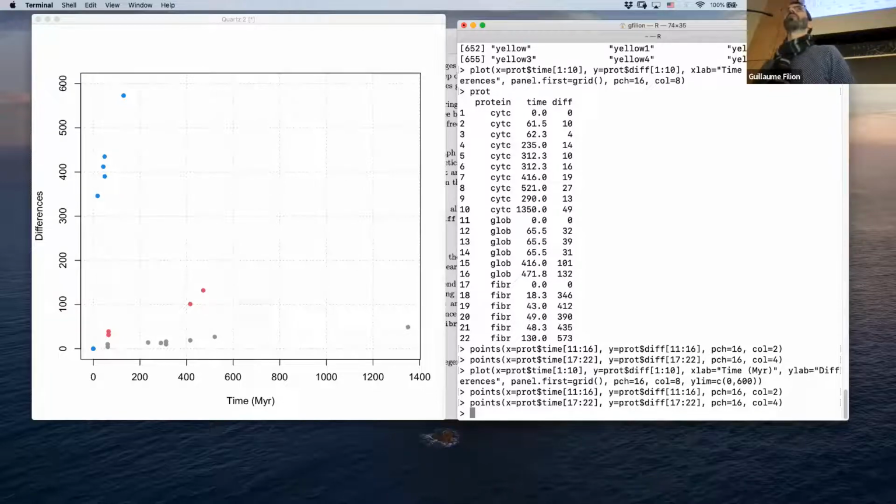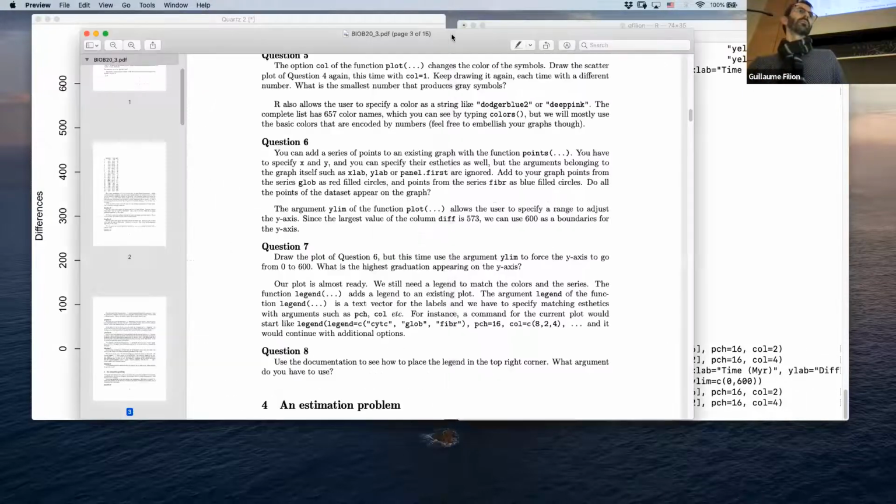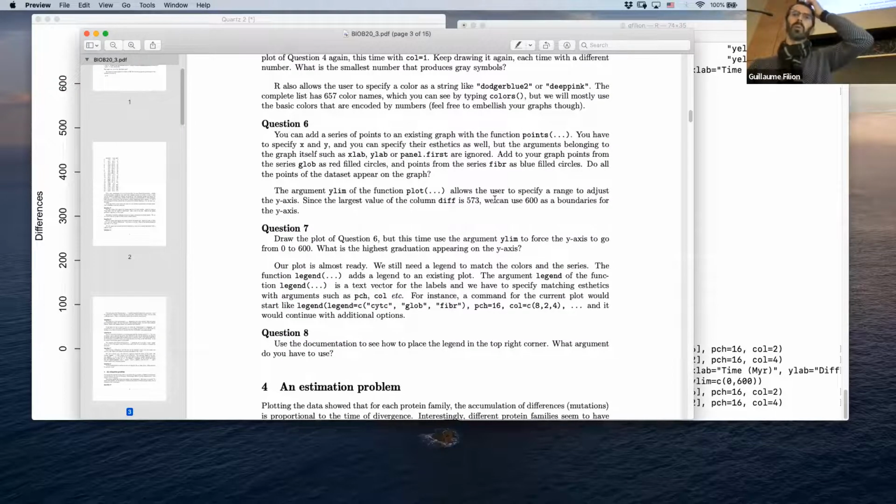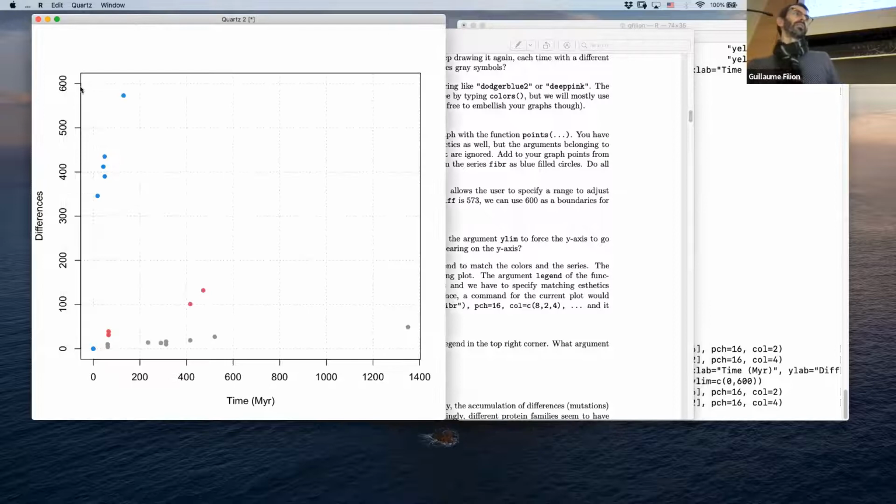Is that going too fast or is that going okay? There are a lot of options, but everything is visual. So it's fairly easy to match what part of the plot command does what in the final plot. Here it's more a vocabulary matter, just knowing the functions. So what is the highest graduation appearing in the y-axis? Well, that's 600, duh. Okay, we asked it to be 600. That's why it is 600. Okay, the answer is 600.